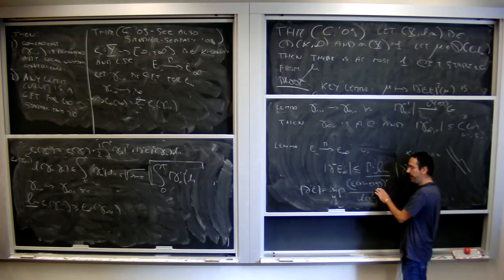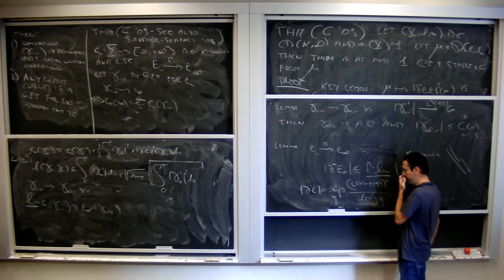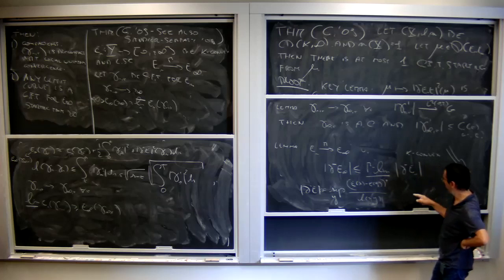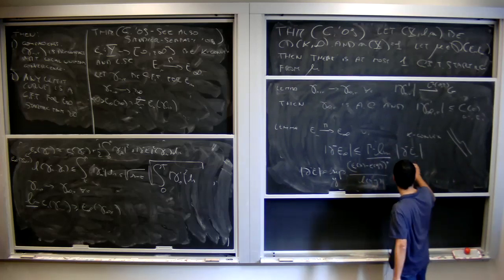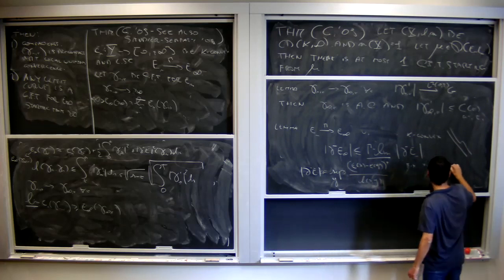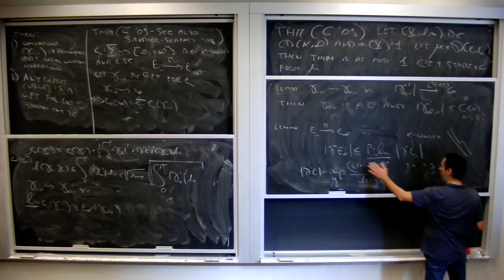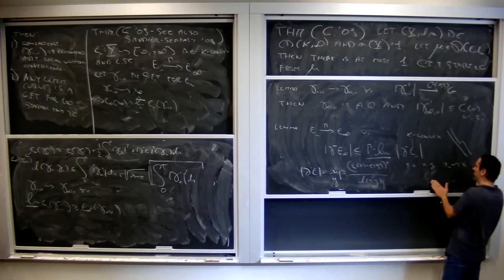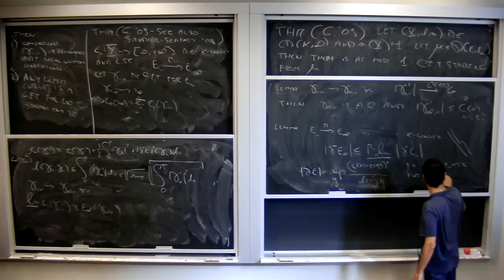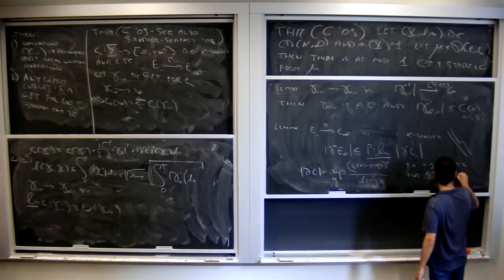Let me think one second. So I should pick the optimal sequence. Which one should I pick? This should be less or equal. So fix X and Y, and X_n converging to X. If I want to prove the Gamma-limit inequality, X_n converging to X is given, and now I find Y_n, a recovery sequence for Y.